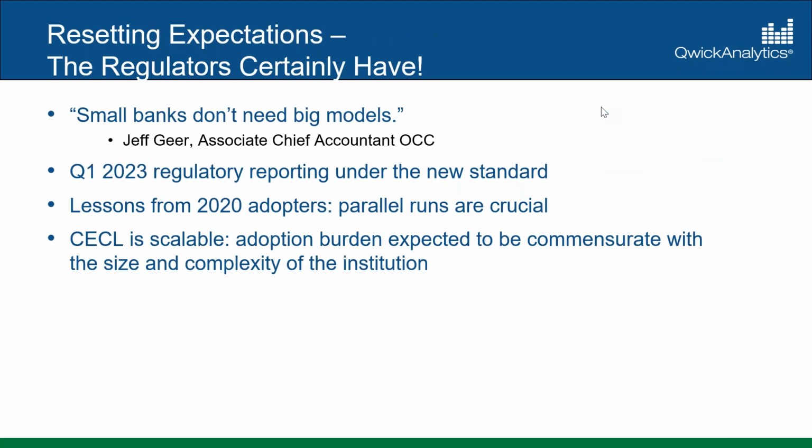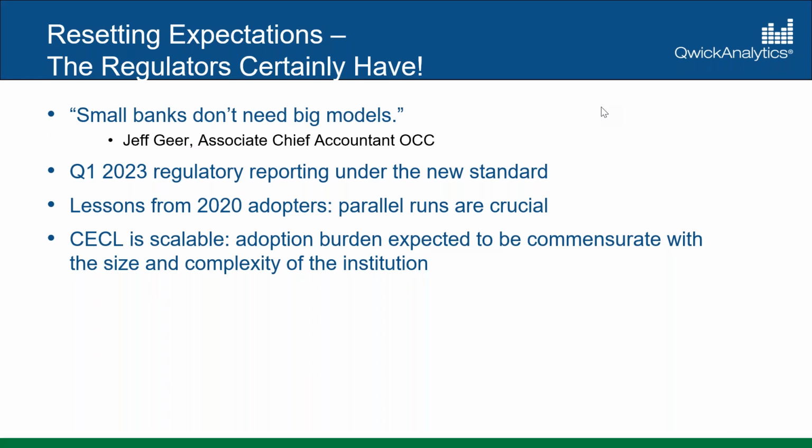I think first and foremost was the reaffirmation or confirmation by the regulators that small banks don't need big models. Jeff Geer, who's the Associate Chief Accountant for the OCC and kind of heads up their CECL focus, has repeatedly said at every presentation or conference I've heard him speak that community banks should not overcomplicate this.